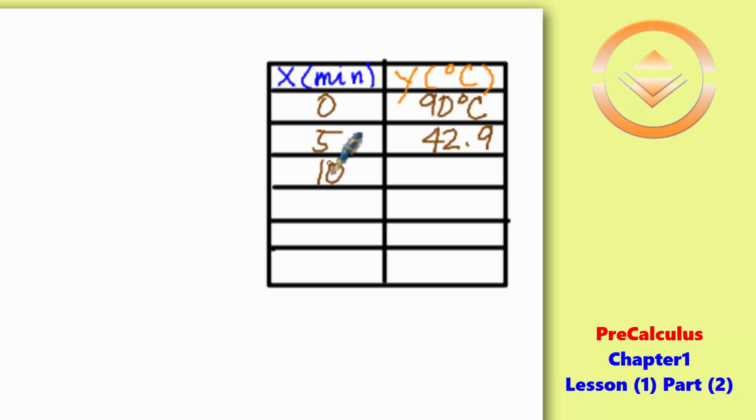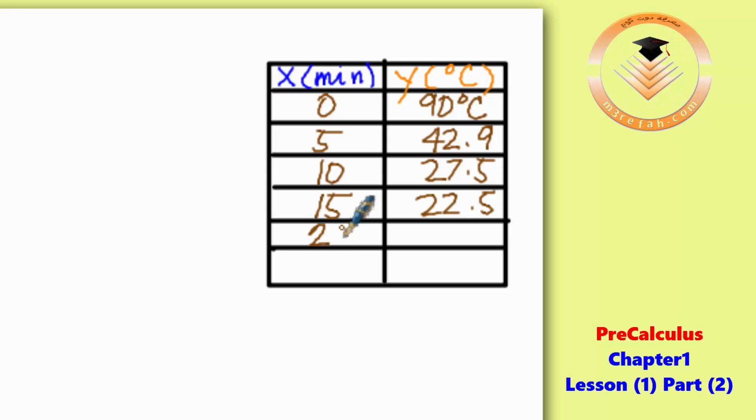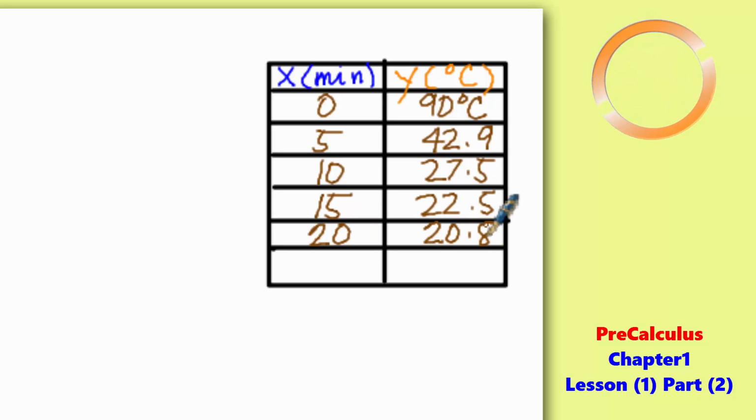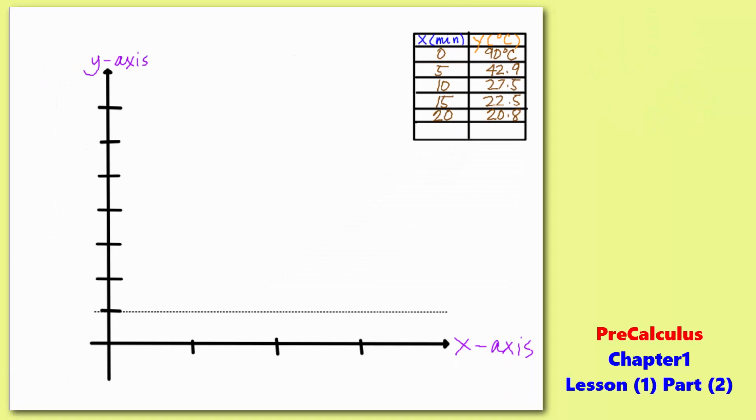After 10 minutes, we have 27.5 degrees Celsius. After 15 minutes, we have 22.5 degrees Celsius. And after 20 minutes, we have 20.8 degrees Celsius. Why did I make the table? We're looking at a certain relationship, right? So we are going to describe the relationship between x and y now. So of course, we are going to start by plotting the points.